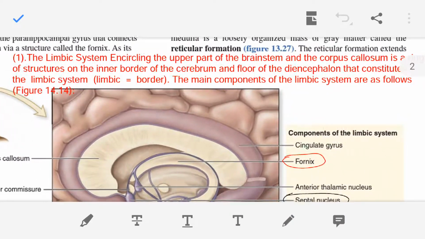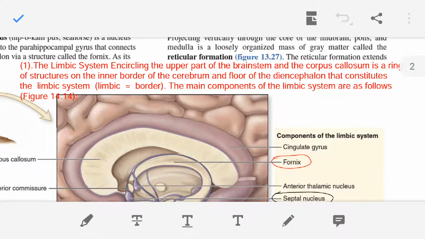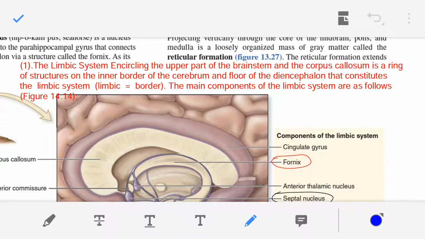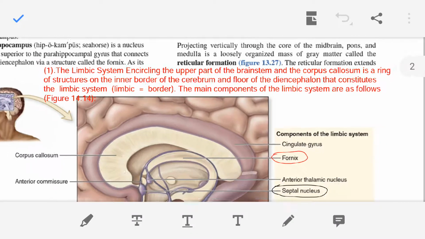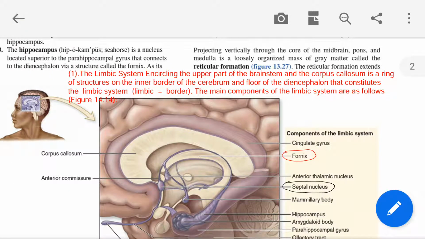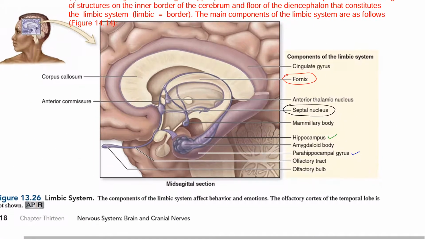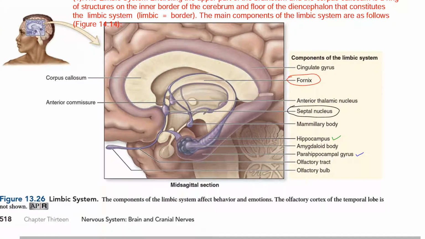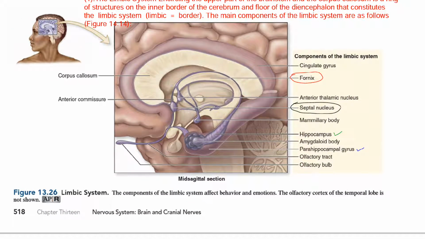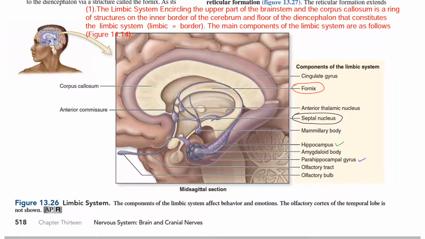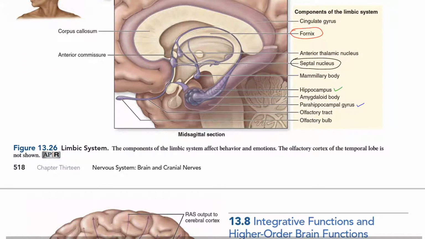Now, limbic means border, and the main components of the limbic system are as follows. You observe all the components of the limbic system, read all the names and try to remember. Now moving on to the second point.